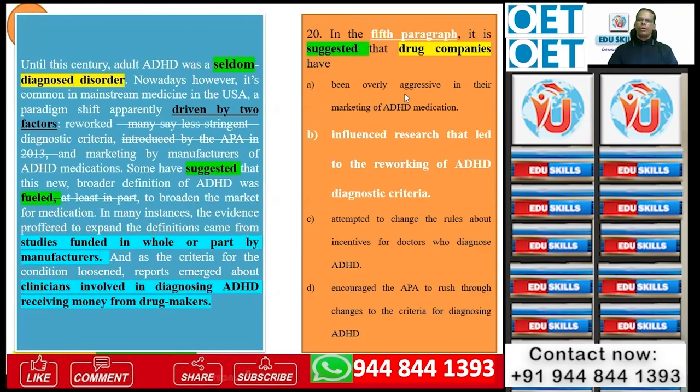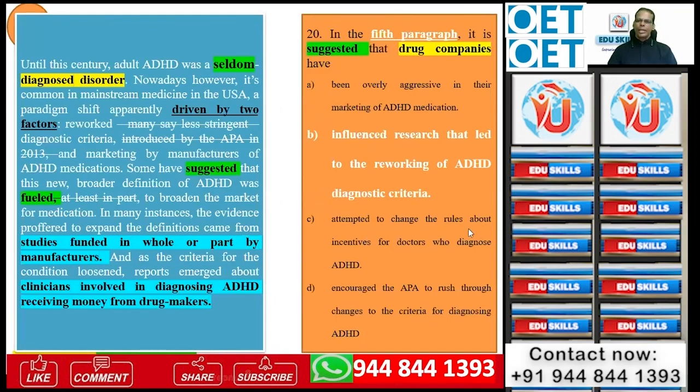First option being overly aggressive in their marketing of ADHD medication. They are not, the whole paragraph doesn't speak about any aggressive marketing strategies of a particular drug company. It doesn't speak about how drug companies market or their aggressive way of marketing. It only speaks about how they influence the medical professionals.